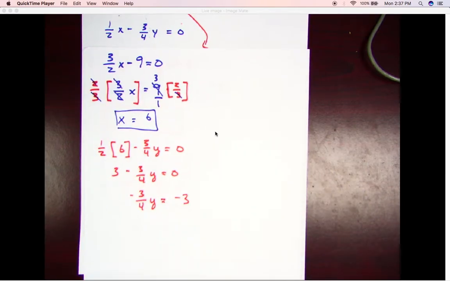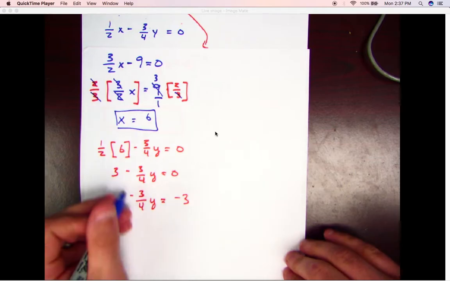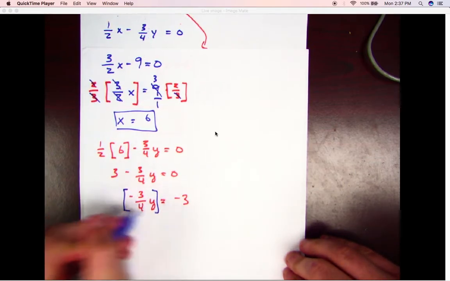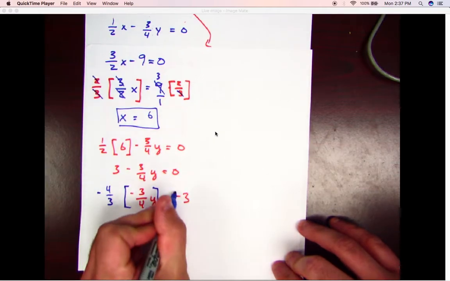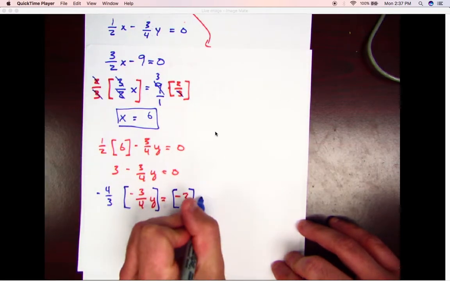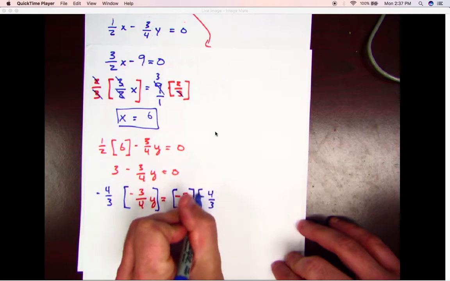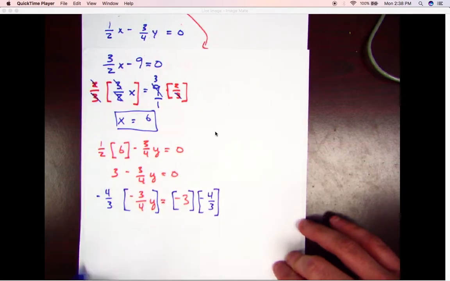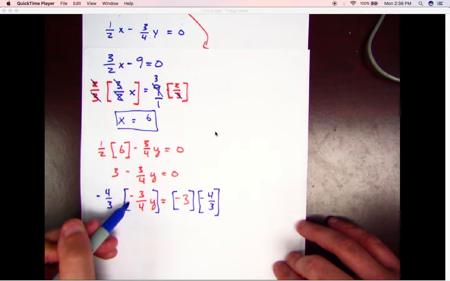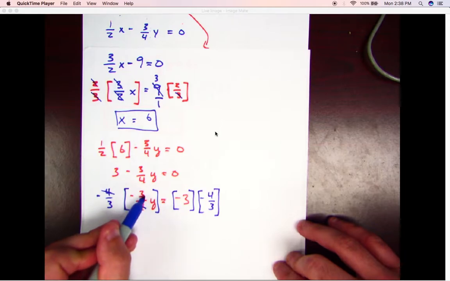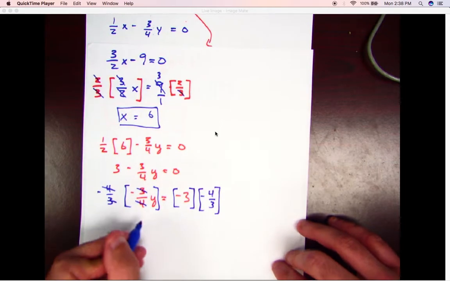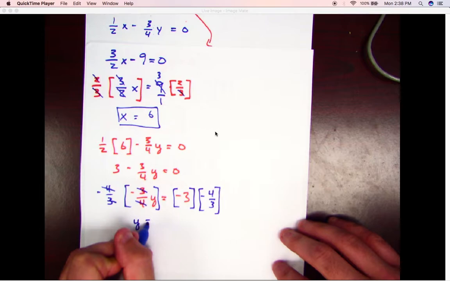Now to get rid of that negative 3/4, I have to multiply both sides of my equation by the reciprocal. In other words, multiply both sides by a negative 4/3. All right. So negative times negative, well, that becomes a positive. This 4 divides out with this one. This 3 divides out with this one. And all I'm left with is a positive y.